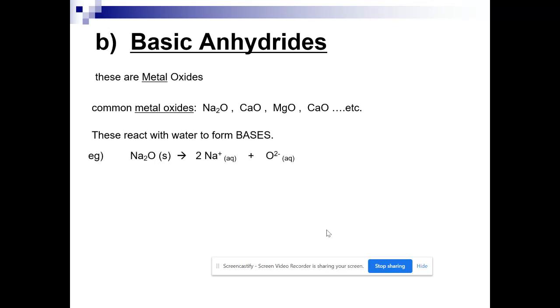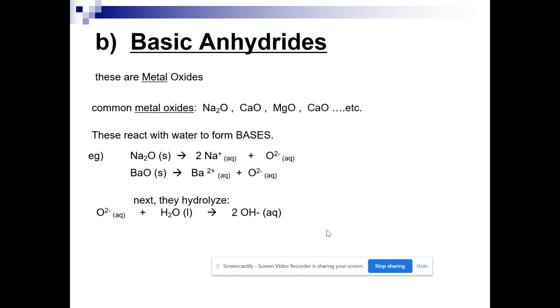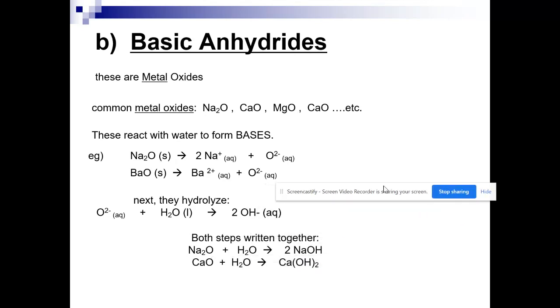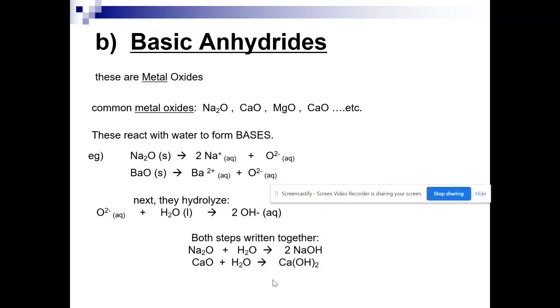So here's a mechanism. That spectator, the Na+, is going to go away. You're going to have O2-. Again, with BaO, you're getting the O2-. These O2- ions react with water, and then you're going to form hydroxide. That O2- is very, very electronegative. It's going to pull those H's right off of the water to form the hydroxide ion. So, both steps written together, you're going to get NaOH, and then the active species will be the OH-.